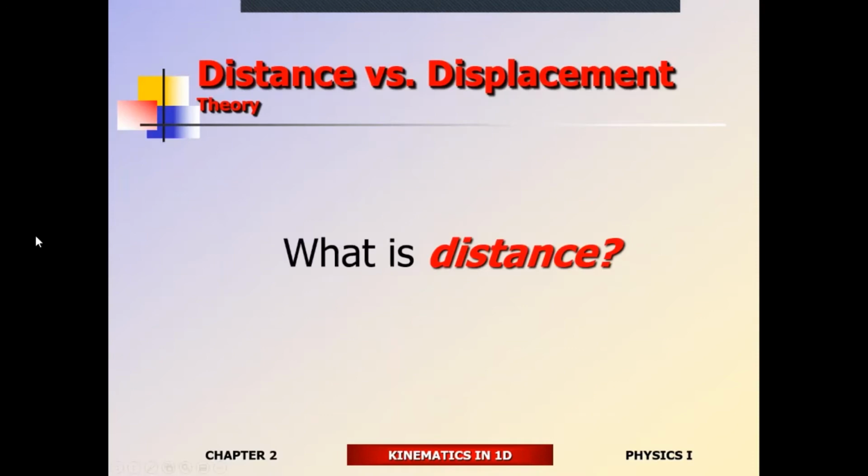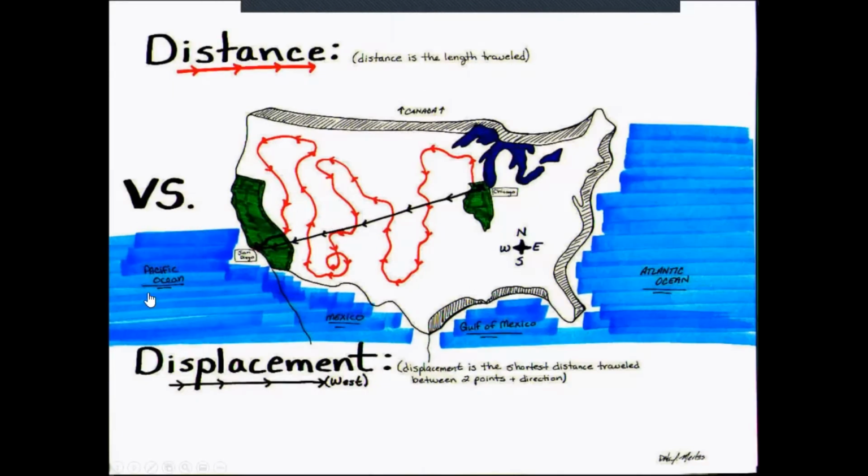And then distance versus displacement. Distance represents the total distance, the total path traveled in this case.